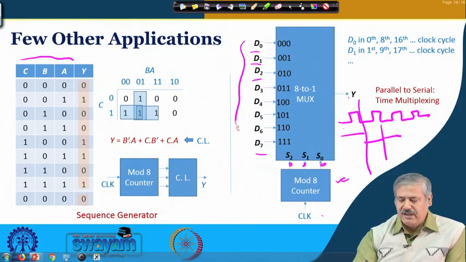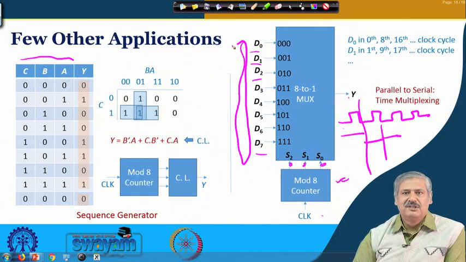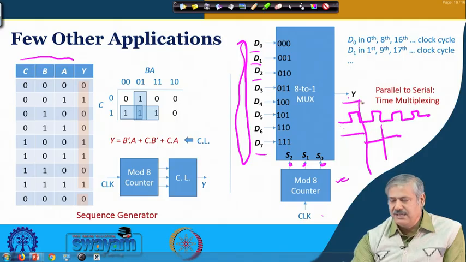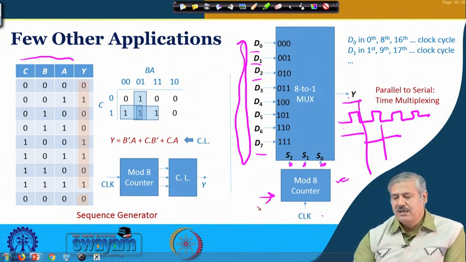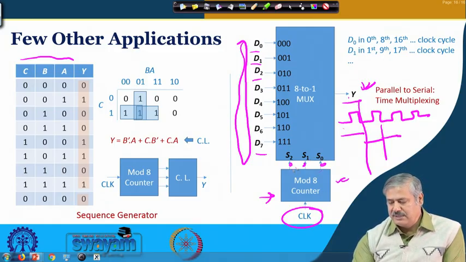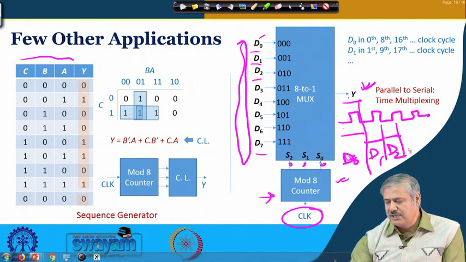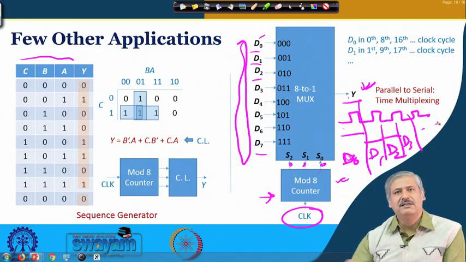So, this parallel set of data is now placed serially in consecutive clock periods by this arrangement. Now, if somebody reads this Y in synchronization with this clock and this count value, then when this value is 0 0 0 in the first clock cycle, he will read D naught, then he will read D1. So, this is D naught read, this is D1 read, this is D2 read, and this is D3 read, and so on and so forth, and then D7.